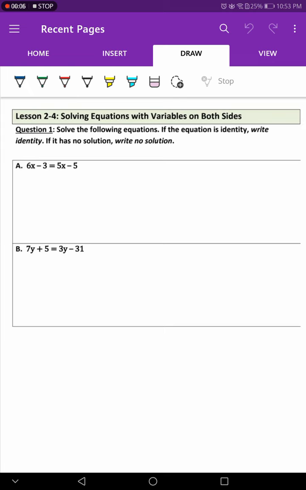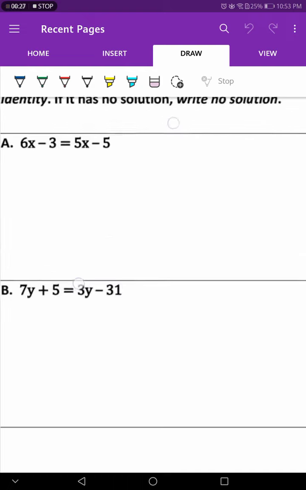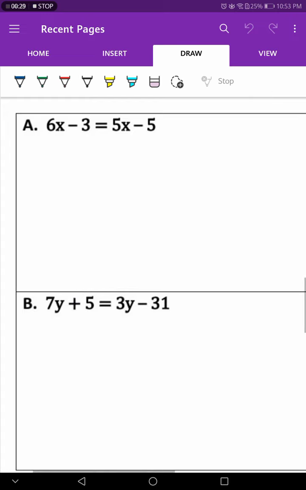Our mission today is to make a final revision for lesson 2-4, solving equations with variables on both sides. The question says, solve the following equations. If the equation is an identity, write identity. If it has no solution, write no solution. I will start with A here, with this equation.